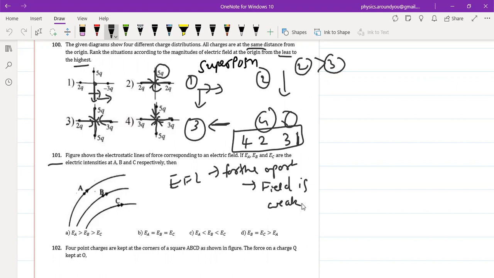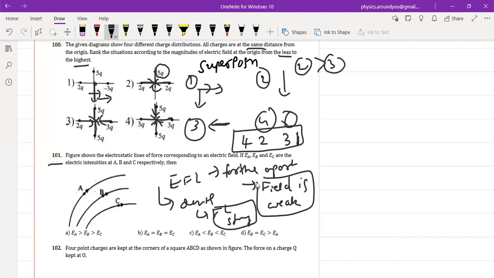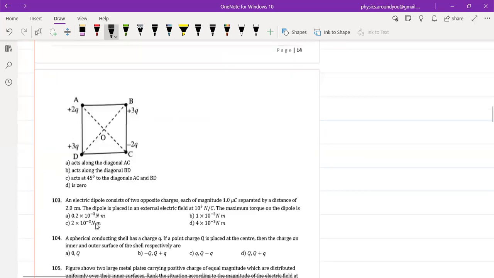Therefore, electric field lines being farther apart means the field is weak. If they are crowded, if they are dense, there the field is strong. Based on this concept, you can crack this question. If the lines are too closely spaced, then the field is greater. For example, if this distance is small and this is greater, I can say E_A at this point is greater than E_C. That is how we go on interpreting non-uniform electric field lines: density of field lines. Now go to question number 102.